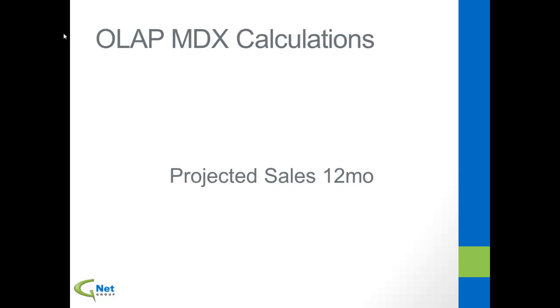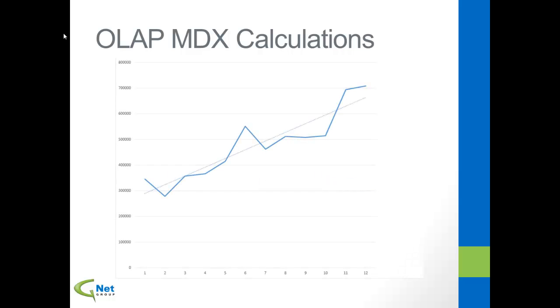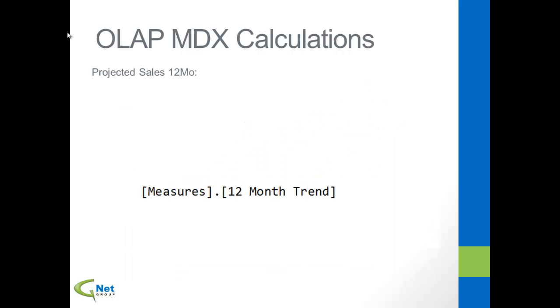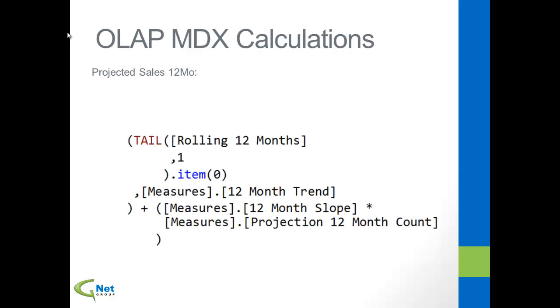Let's move on to the final MDX calculation in this solution. So finally, the calculation projected sales 12-month will extend the regression line from the last 12 months with data as a forecast into the future. The trend line value from the last month with data will be used as a starting point, and the slope of the regression line multiplied by the metric projection 12-month count will be added to it. Then an if statement will be used to ensure that the expression is only evaluated for months in the future.